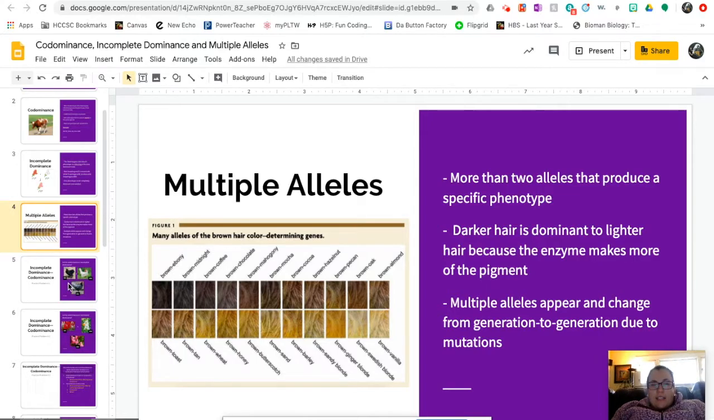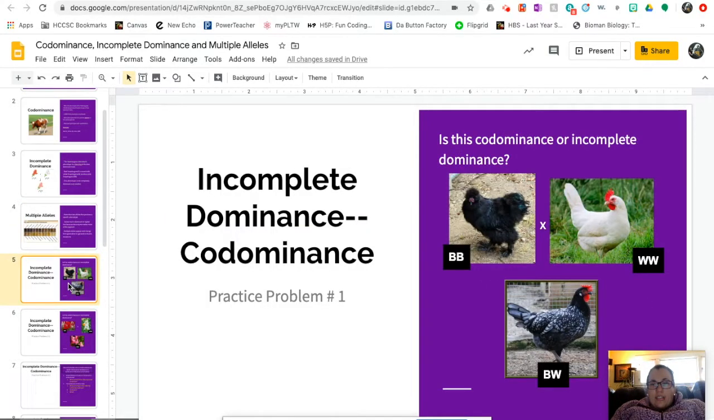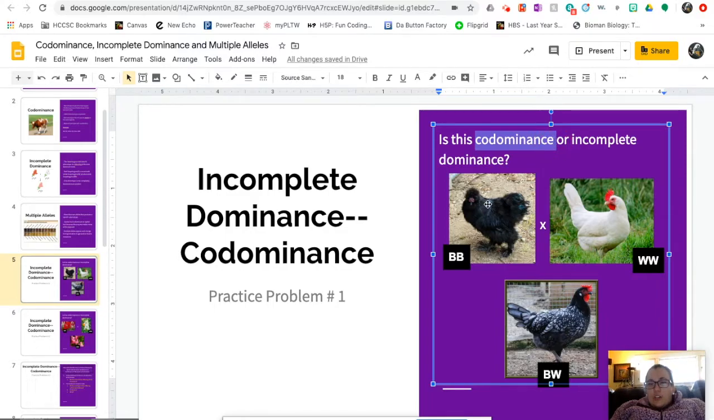So let's look at a few examples so you can identify the different types. First, let's look at this one. Is it codominance or incomplete dominance? We have a black chicken here, a white chicken here, and then this kind of speckled chicken. The genotype for the black one is big B, big B. The genotype for the white one is big W, big W, and the speckled one is big B, big W. You notice, like I said, we use all capital letters. Since this is a mixture of the two, and you see both of the phenotypes of the parents, this one is codominance because the two phenotypes are coexisting in the offspring.